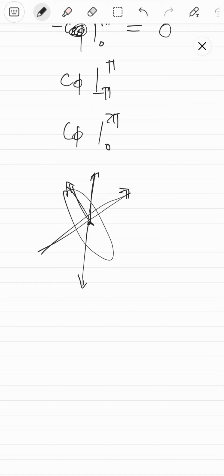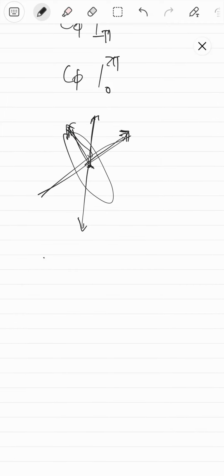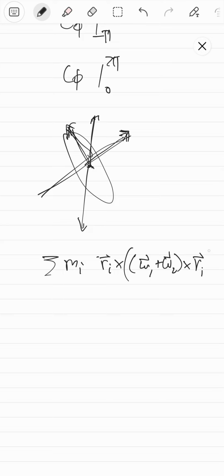it's going to be very hard. And by the way, you can actually split the angular momentum into basically the sum of angular momentum about this axis of rotation and about this axis of rotation, right? So why can we do that? You just have summation of m_i, and then you have r_i vector cross, so maybe I should put in a bracket, cross the total omega vector, which I will say is omega 1 vector plus omega 2 vector, and then this crossed with r_i vector once again.